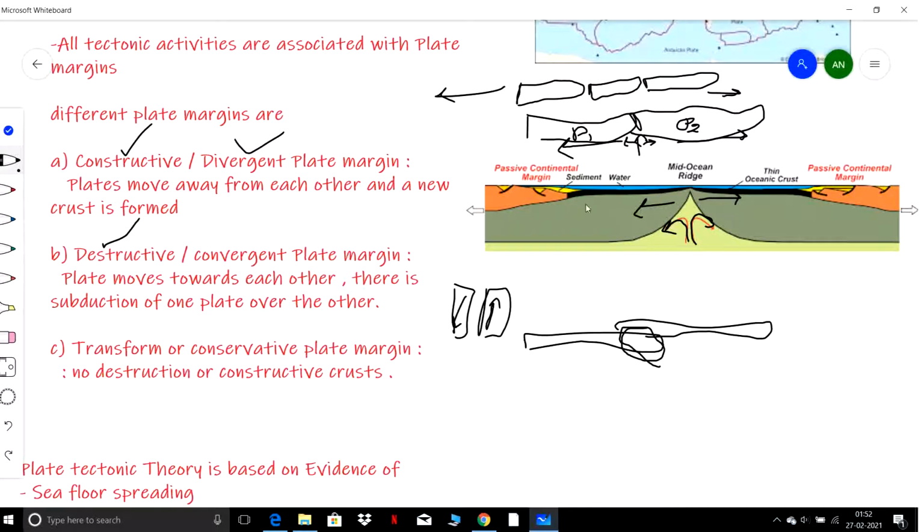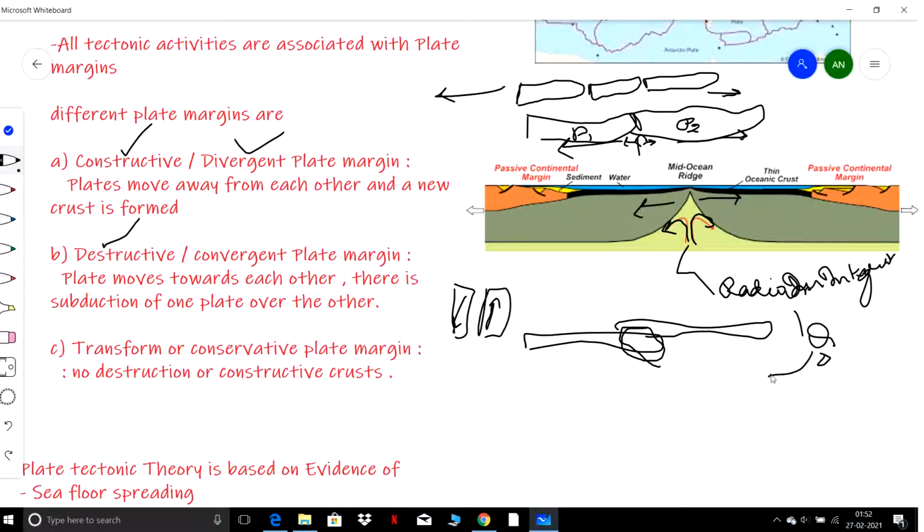So, why do these plates move? The plates move due to the convective currents which originate deep inside the earth. These convective currents are due to the variation in thermal temperature inside the earth caused by radioactive disintegration. The radioactive disintegration will produce heat.